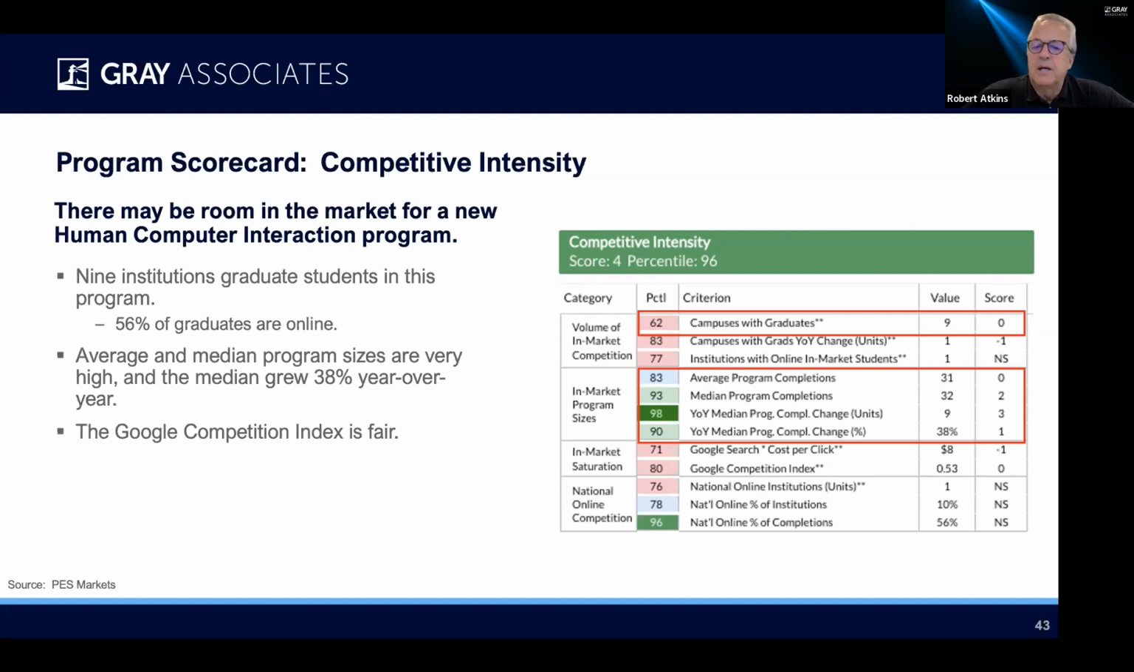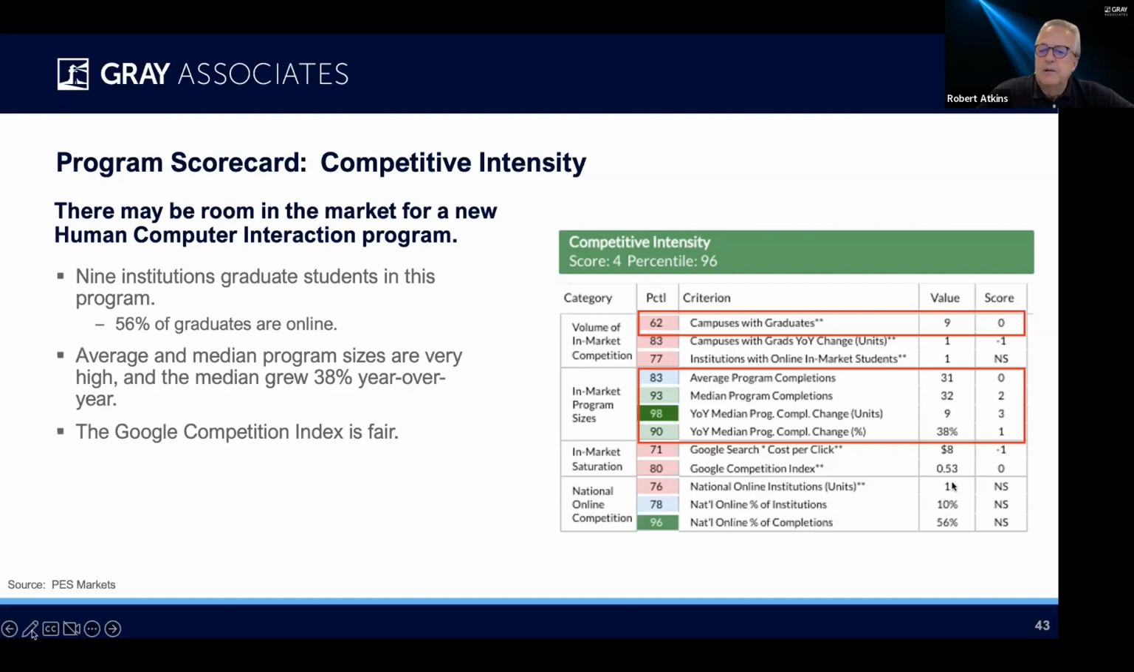Now, the cost per click and competition index are a little worrisome. So this is a pretty competitive program, 71st percentile in terms of competitiveness for Google cost per click, and 80th on the competition index. That Google competition index goes between 0 and 1, with 1 being most competitive. So this is above average. So it's really an interesting, almost a toss-up in terms of whether this is saturated or not. Some of the metrics suggest there's plenty of competition in terms of Google search, but the median program size is very large, and the change in completions would make me quite optimistic.